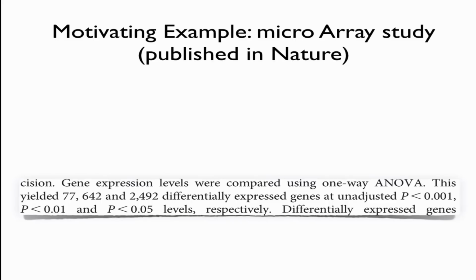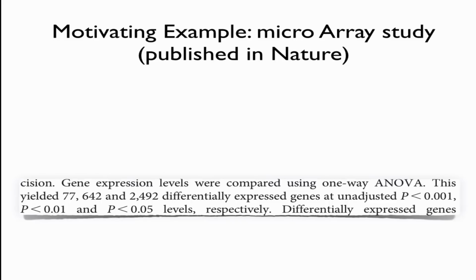For different p-value thresholds, they found different numbers of differentially expressed genes, and for instance at a p-value of 0.05, 2,500. That sounds pretty impressive, right? 2,500 different differentially expressed genes. Surely this is a difference between those 2 populations, right? No, it's actually not true.